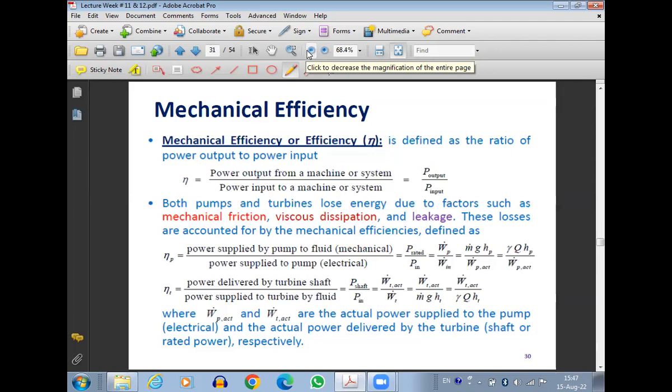Okay, now let's discuss the mechanical efficiency, or efficiency in general, which is defined as the ratio of power output to the power input. So efficiency is the power output from a machine to the power input to a machine or system. So it's P output divided by P input. Both pumps and turbines lose energy due to factors such as mechanical friction, viscous dissipation, and leakage. These losses are accounted for by the mechanical efficiencies.